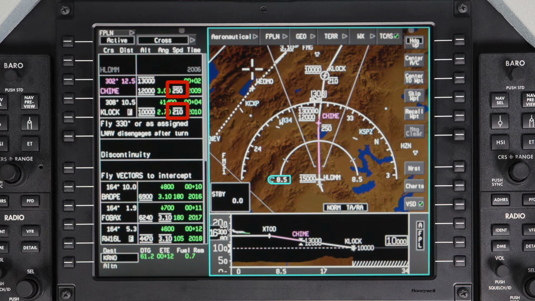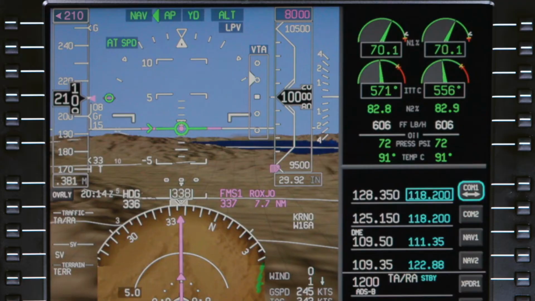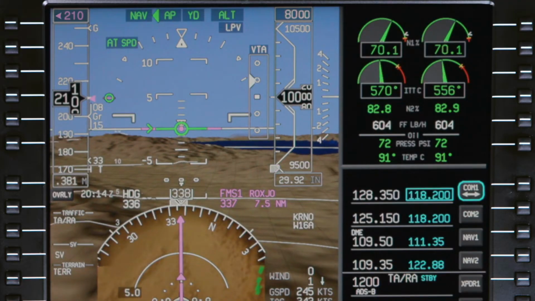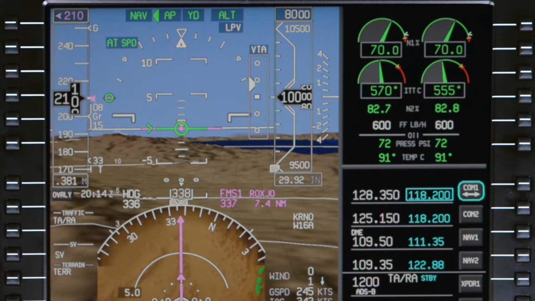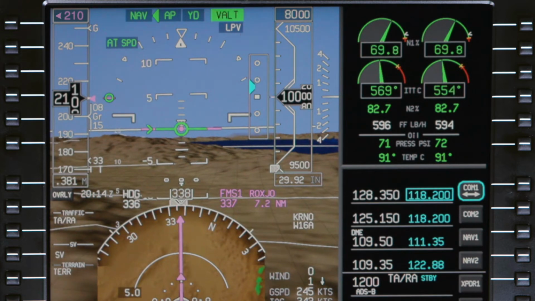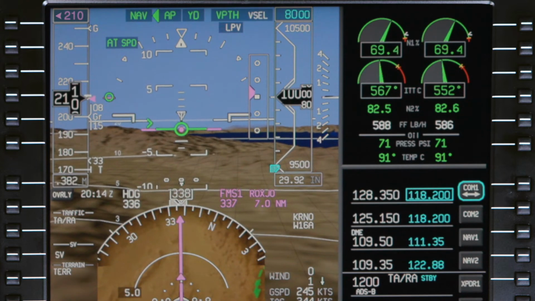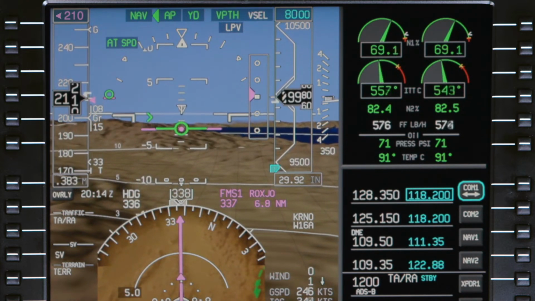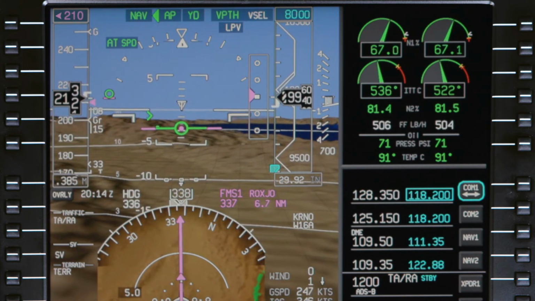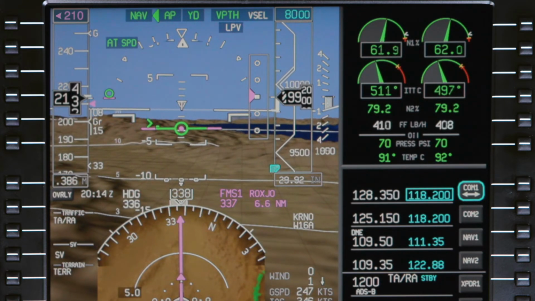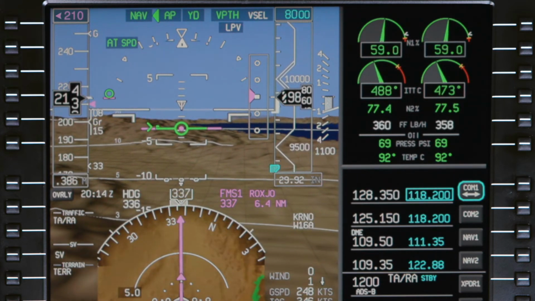The FMS will also comply with any speed restrictions on the arrival, as long as they exist in the flight plan. Below 10,000 feet, the target speed will be the speed restriction, or 250 knots, whichever is lower. To assist in a smooth transition from the cruise speed to the final approach speed, the FMS speed gradually decreases as the aircraft enters the approach phase.